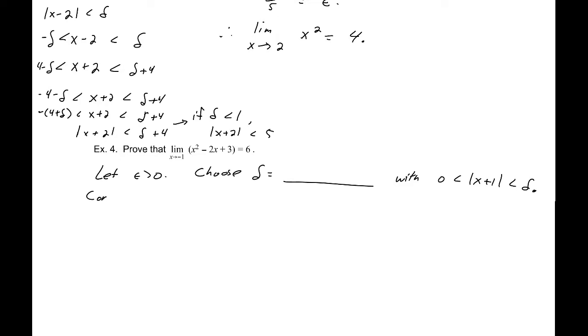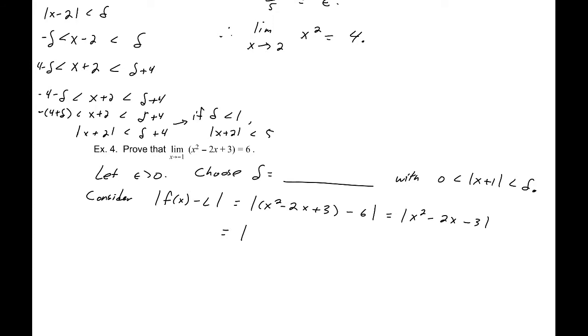Consider the absolute value of f of x minus L. So this is going to be x squared minus 2x plus 3 minus 6, which is going to be x squared minus 2x minus 3. Now perhaps you might notice that I might be able to factor this. Let's go ahead and factor that, and then we'll consider it a little more. x plus 1 times x minus 3.